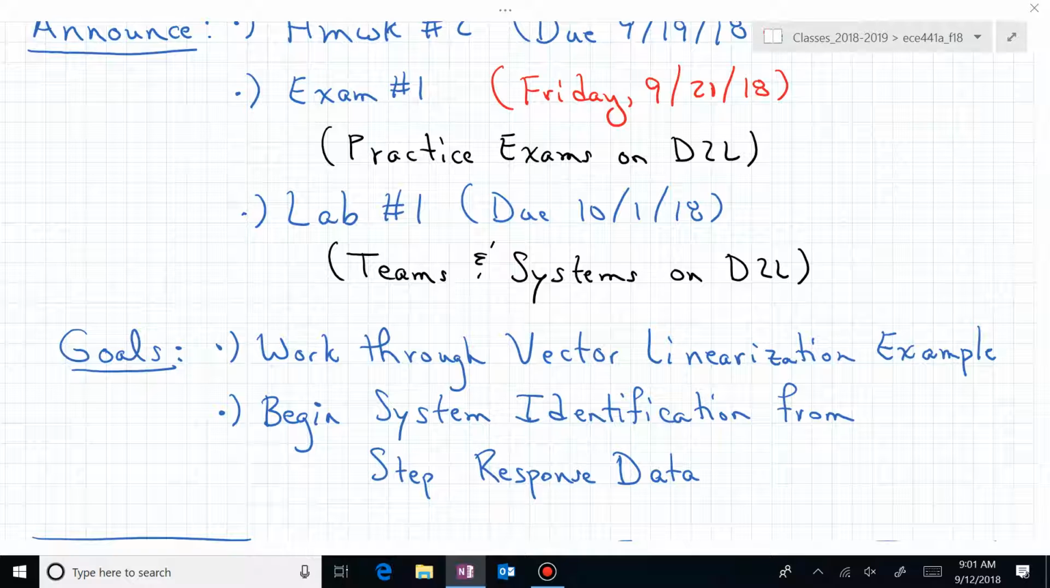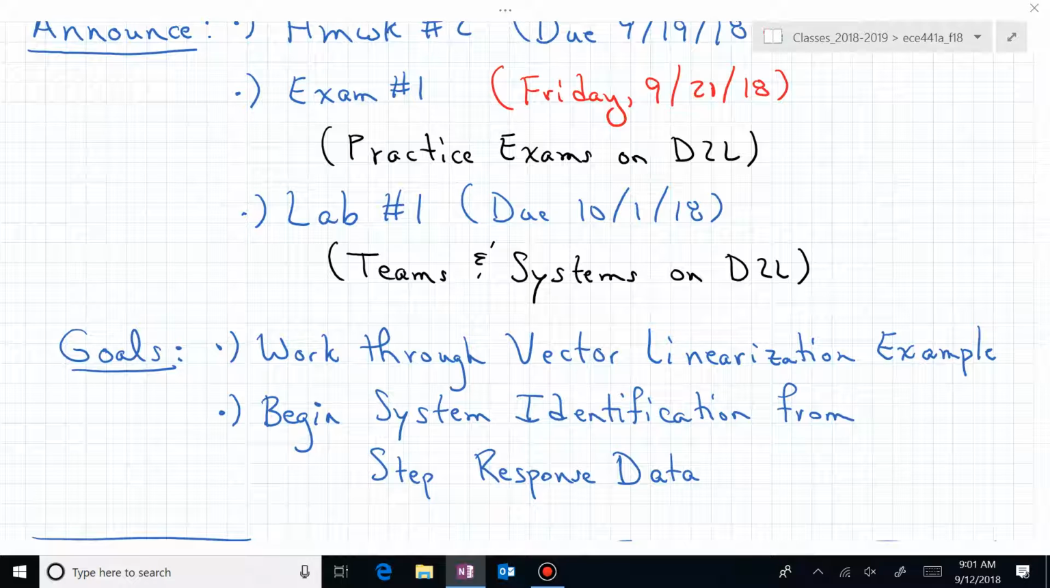What we want to do today is work through a vector linearization example. We talked about it in general, this concept of linearization. Let's see if we can start to maybe visualize what's happening with linearization. And then we will jump into the subject area of system identification.